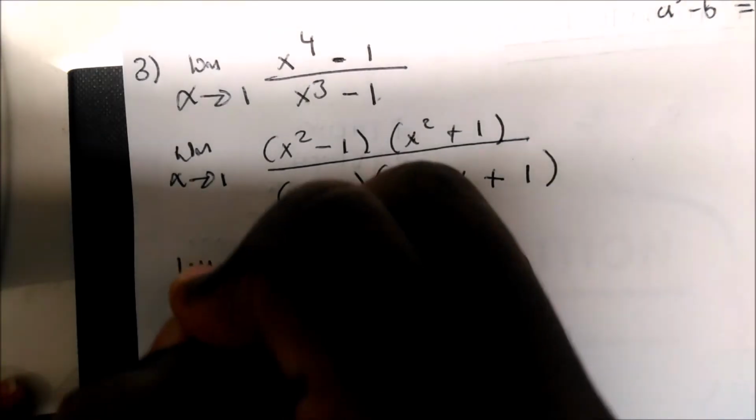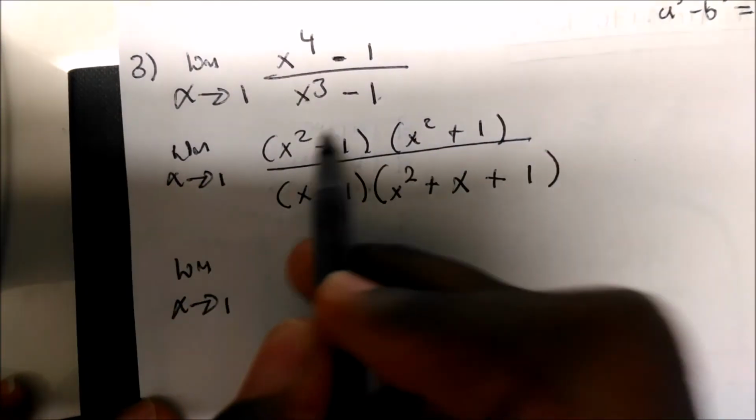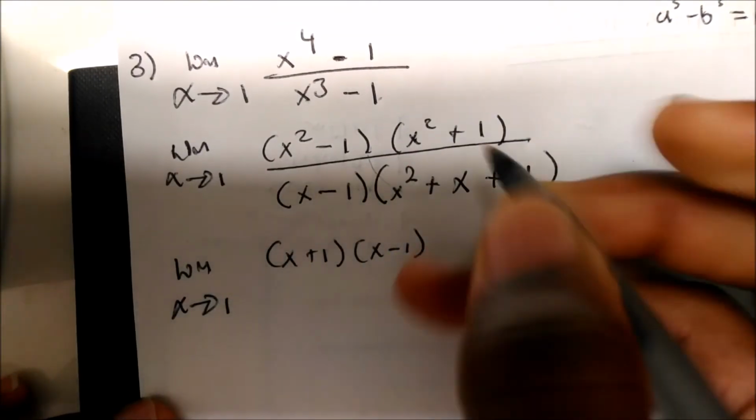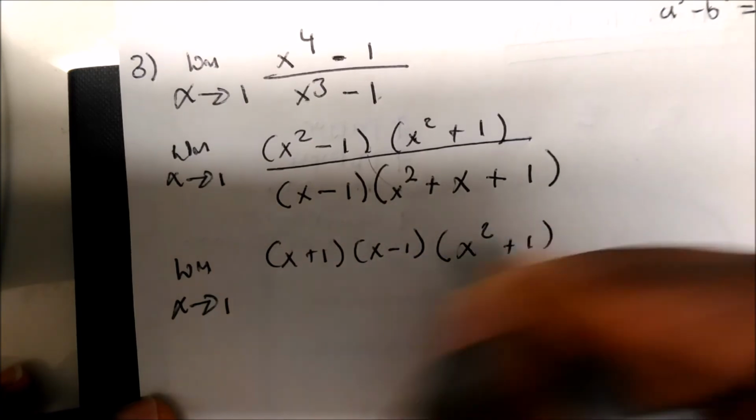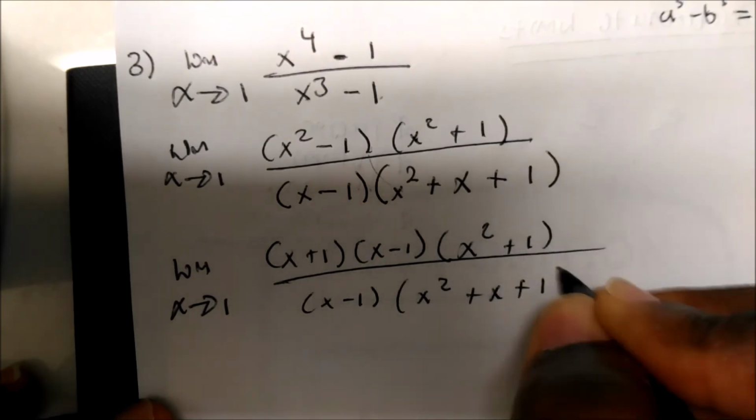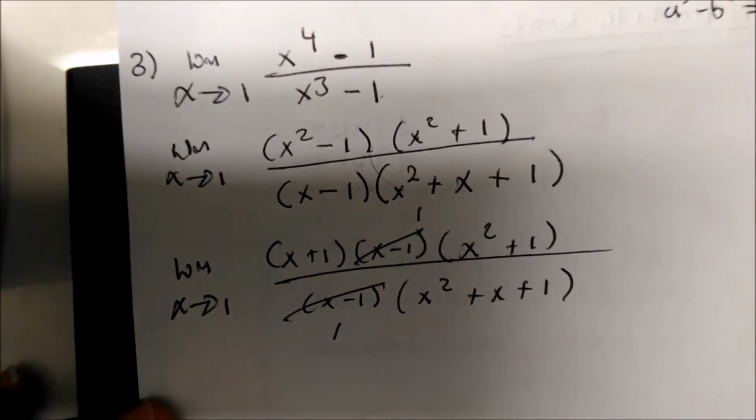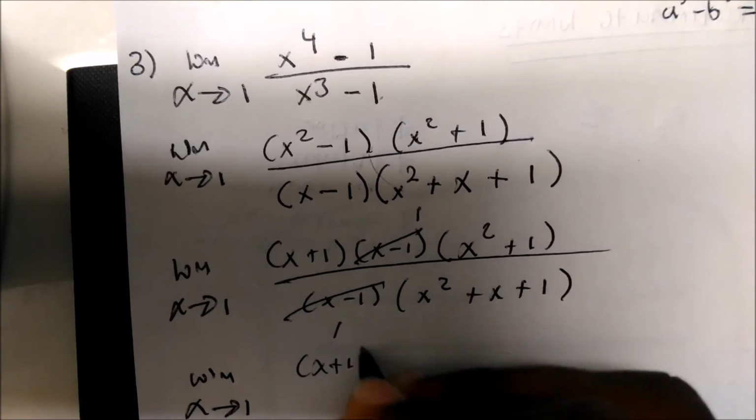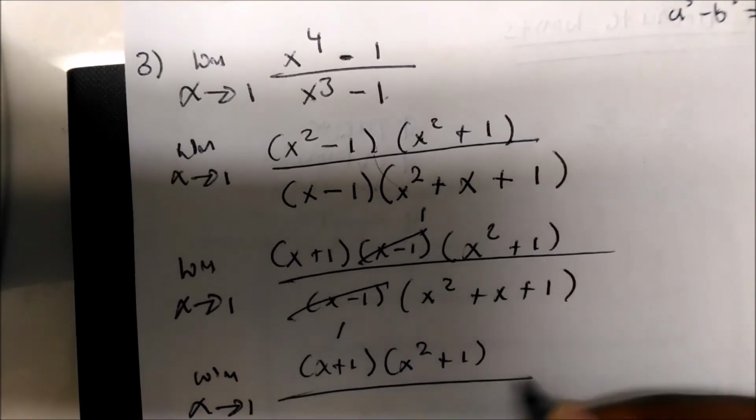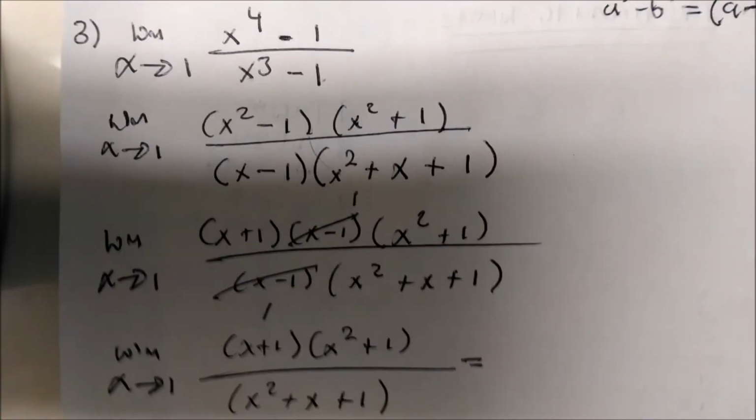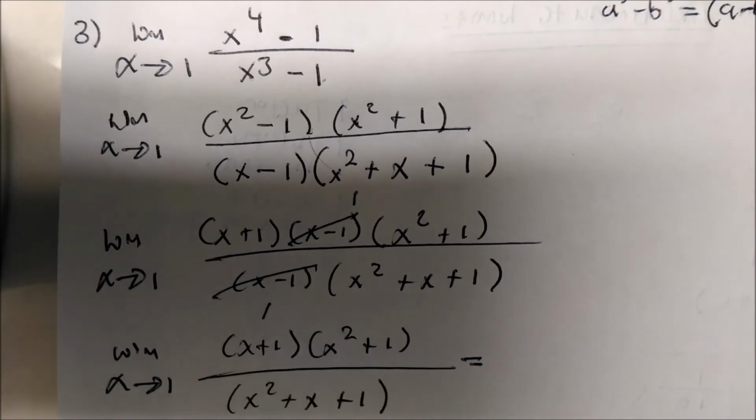So I'm going to say, okay, the limit as x approaches 1. I can factor this. This is a difference of squares, you see? So I could say x plus 1 times x minus 1, multiplied by x squared plus 1, divided by x minus 1 times x squared plus x plus 1. These could cancel. And now we can see that our limit as x approaches 1 is x plus 1 times x squared plus 1, over x squared plus x plus 1. And now we don't have a problem, because we don't have 0 over 0, so we can just plug in 1.